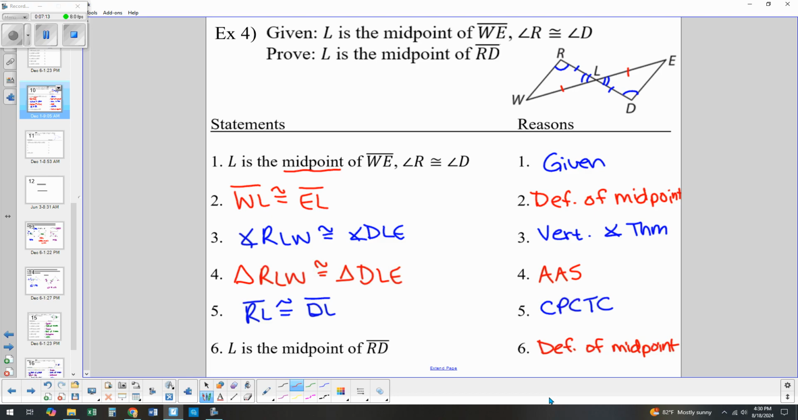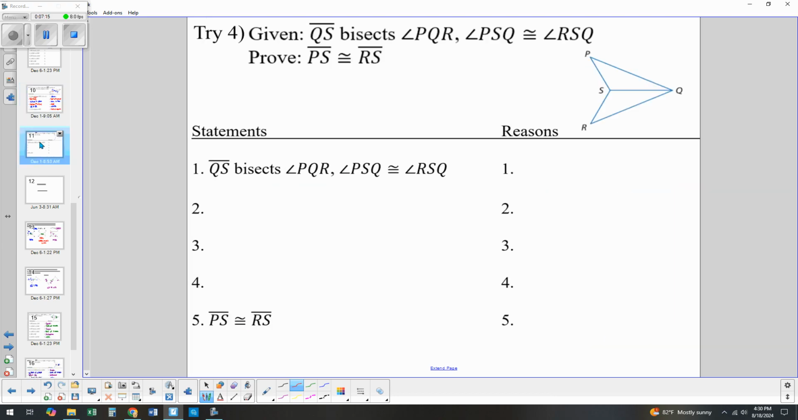And that's our proof. So the last proof is for you to try. Pause now if you'd like, or try it when you're done. Answers are posted online. But that is the end of section 5.6.